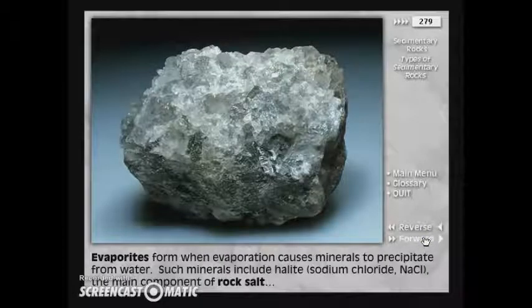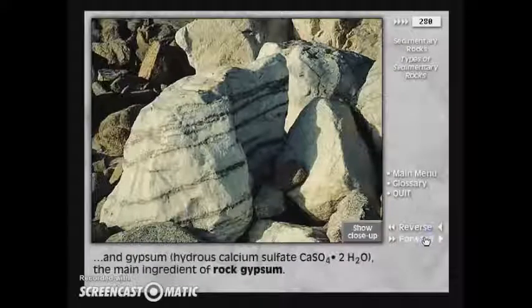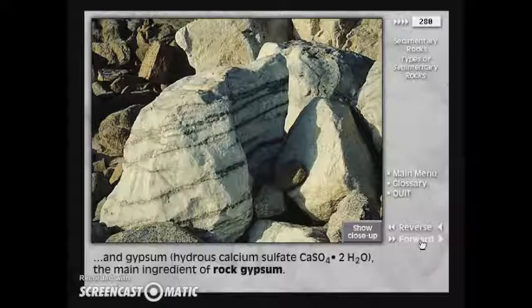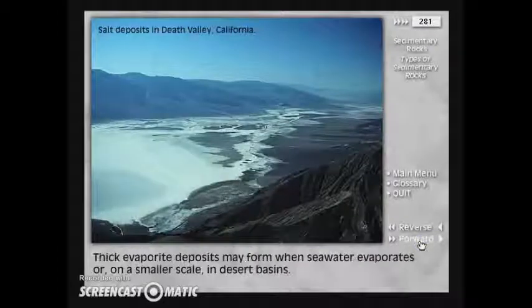Evaporites form when evaporation causes minerals to precipitate from water. Such minerals include halite, the main component of rock salt, and gypsum, the main ingredient of rock gypsum. Thick evaporite deposits may form when seawater evaporates, or on a smaller scale in desert basins.